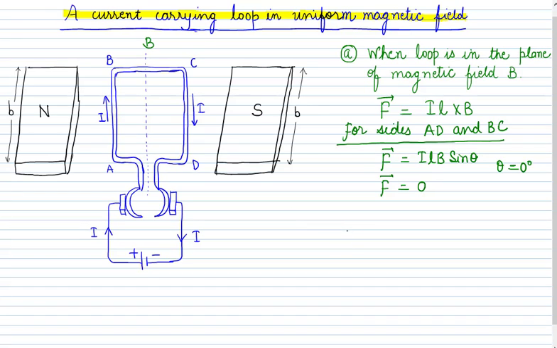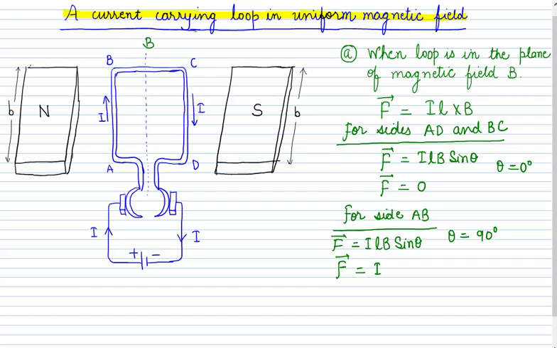So now we'll calculate for AB and CD. We'll calculate for side AB first. These are the 4 arms of this rectangular loop. For the 2 arms which are horizontal, the force is 0. Now for the first vertical arm AB, the formula remains the same, F is equal to ILB sin theta. Since this arm is perpendicular to the plane of the magnetic field, theta is equal to 90 degree and sin 90 degree is equal to 1. So the force on side AB is equal to I, the length of this side.